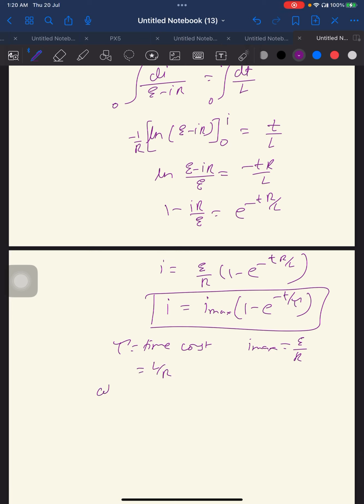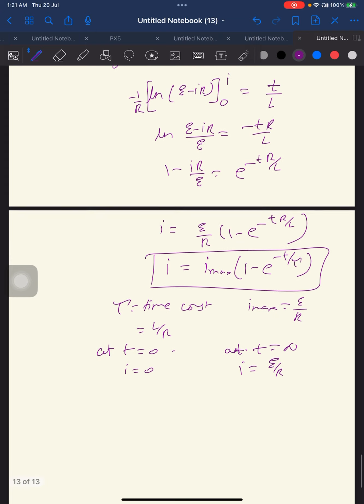Now at t equal to 0, what is the current? If you put t equal to 0, you can see the current becomes 0, and we know that also. And at t equal to infinity, if you put t equal to infinity, the current will become simply E by R.